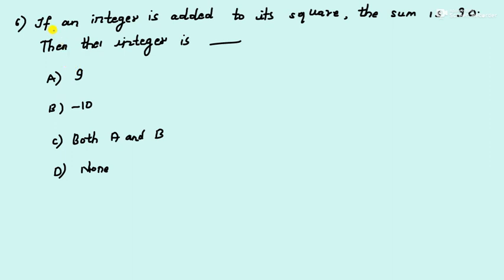Here the question is, if an integer is added to its square, the sum is 90, then the integer is dash. Okay, integer means it can be either a negative or positive number. So let us assume the integer is x. Now they have said if this integer is added to its square, so if x is added to its square, this sum is equal to how much? 90. Then what is that integer? So now this becomes a quadratic equation, right?